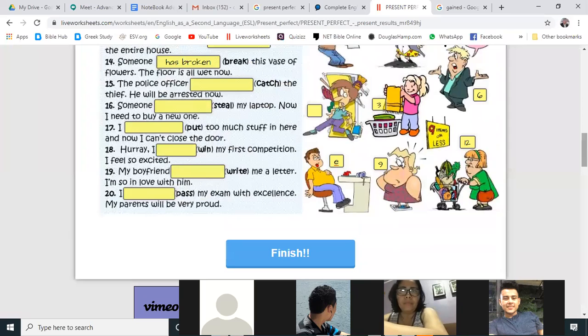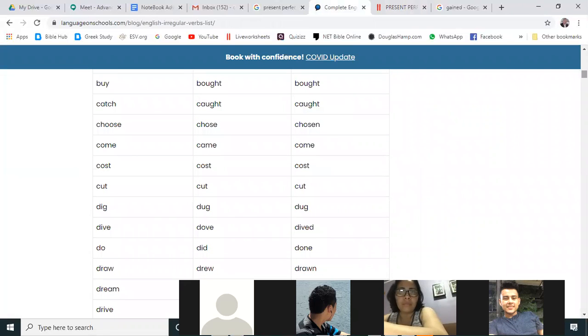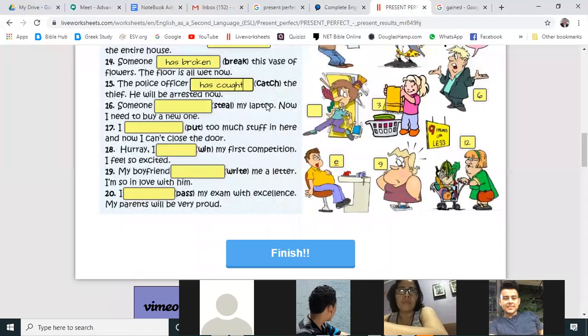Okay, the police officers caught the thief. He will be arrested now. The police officer is speaking about one person. Has caught. Catch. Caught. Let's see. Como caught. Solo que no está aquí. But it's a G. Caught. Is this correct? No. C. Eight. Yeah.